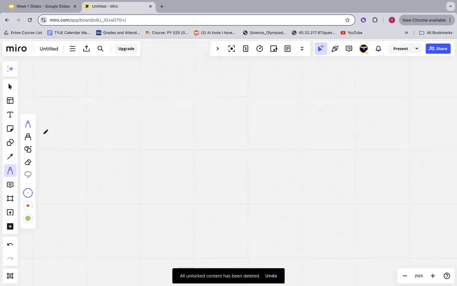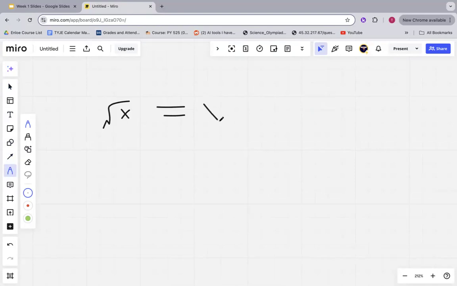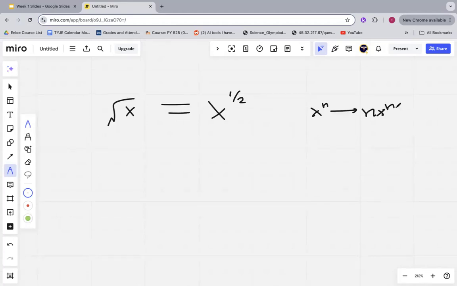Notably, the square root of x is equal to x to the power of 1/2, so we can use the power rule on it. If you're ever confused how to take the derivative of this, with the power rule, we know that x to the n goes to n x to the n minus 1. So we see here that since the power is 1/2, we just bring the 1/2 down, and we take x to the power of 1/2 minus 1, which is negative 1/2.